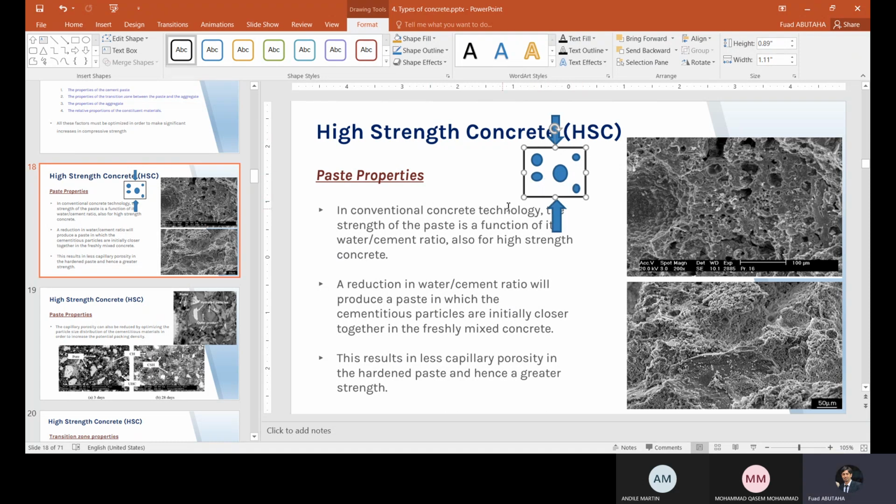So we have three properties that reflect the strength of concrete. You need to look at the factors, parameters, or properties of each of them, and make sure that you achieve higher cement paste strength, higher aggregate strength, and also a higher bond between the aggregate and the cement paste.